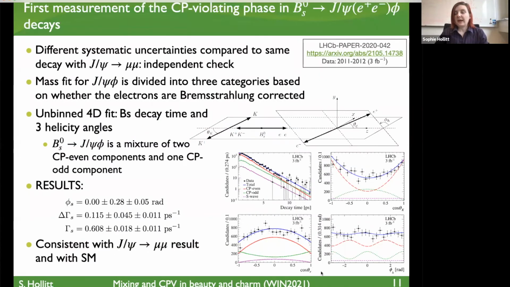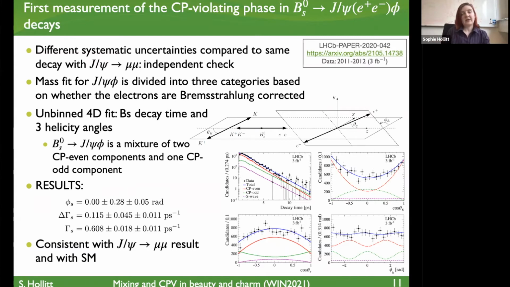So moving on from there, I mentioned briefly how to measure gamma. We need to have a good understanding of this mixing parameter beta_s, and this is a new measurement that helps to give us more understanding on that. So here, this is a measurement of B_s goes to J/psi e plus e minus phi. So this has different systematic uncertainties compared to the same decay with J/psi goes to muons. So this gives us an independent check of our systematic uncertainties.